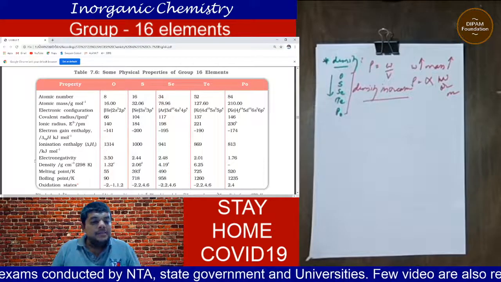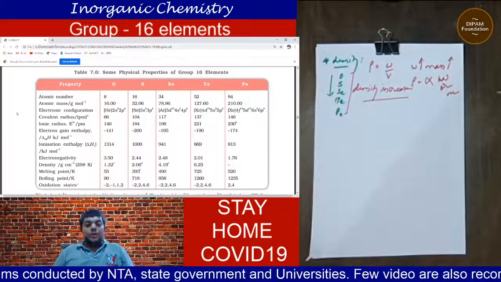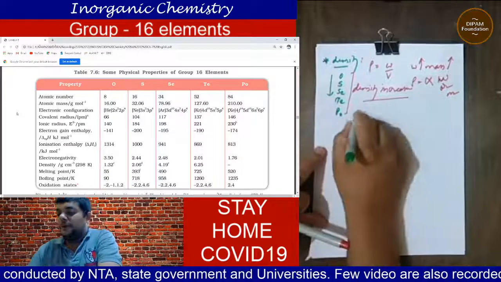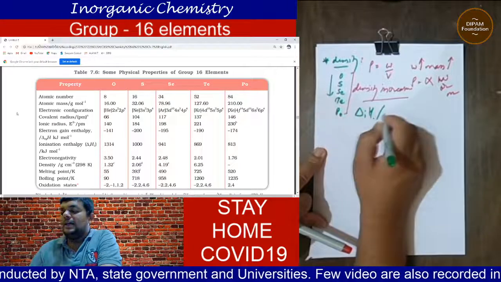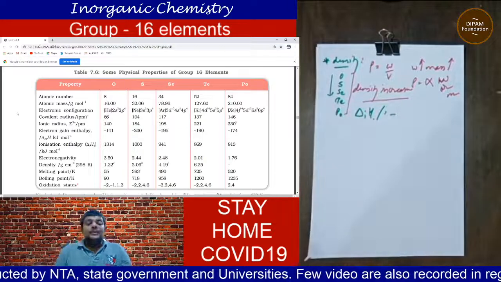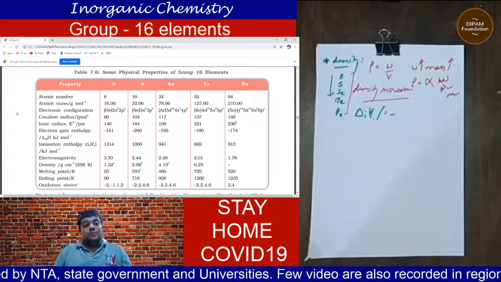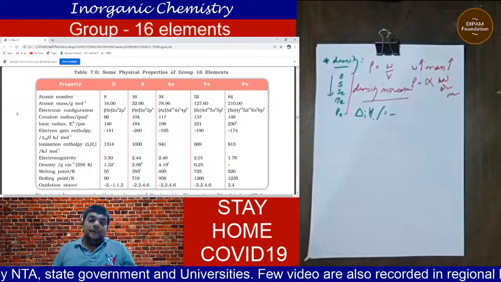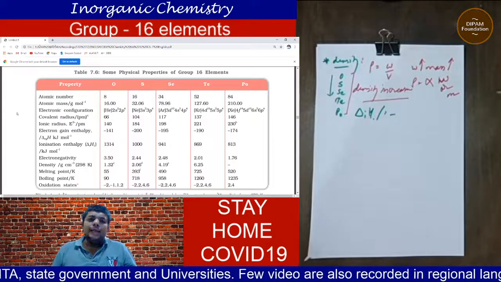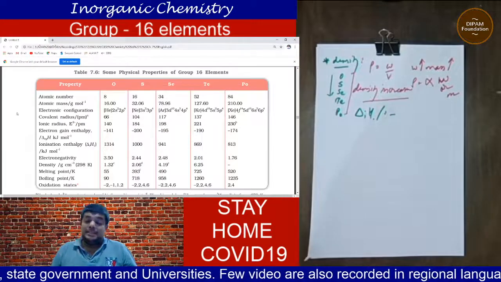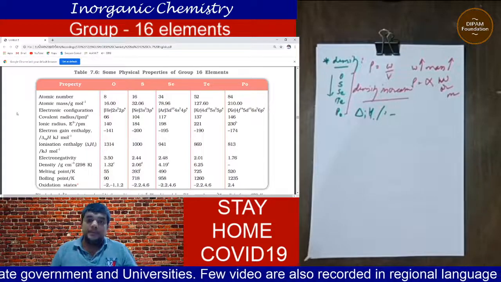So if you look into the tabular format, we are done with atomic mass, covalent radii, ionic radii, electronegativity, density. Now we are going to talk about a very important property, and that is ionization enthalpy. Ionization enthalpy, as we know, is the minimum amount of energy required to remove an electron from an atom in its gaseous state from its outermost orbit.